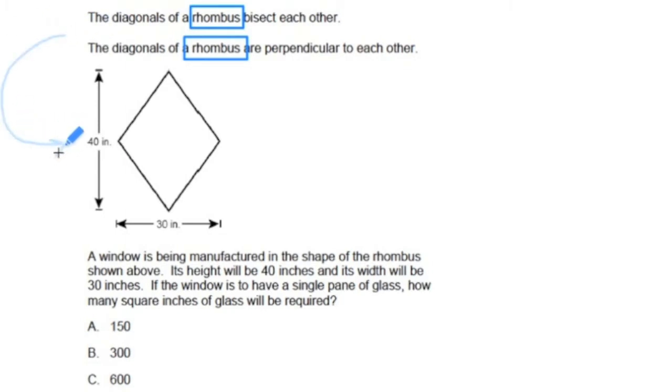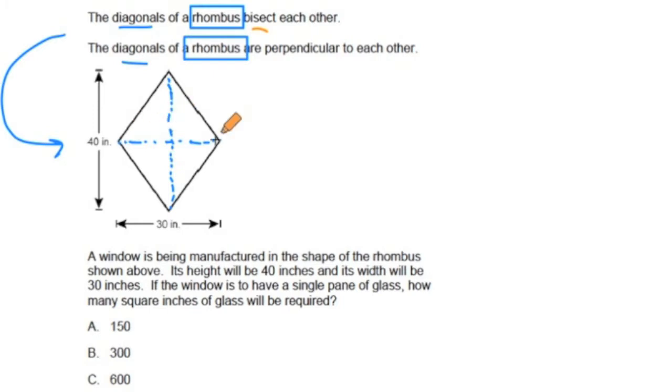And let's just recall a rhombus, it's a closed four-sided polygon. With a rhombus, all the sides are equal. And now this is giving us a little bit more information about a rhombus, like talking about the diagonal. So let's draw in the diagonals to this picture. That's these lines here. And it says two things about the diagonals of a rhombus. The first is that they bisect each other.